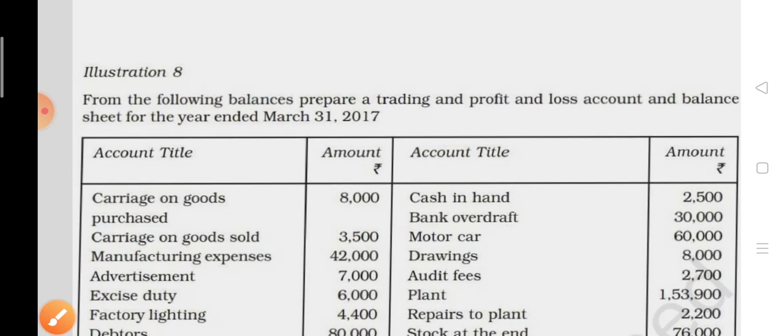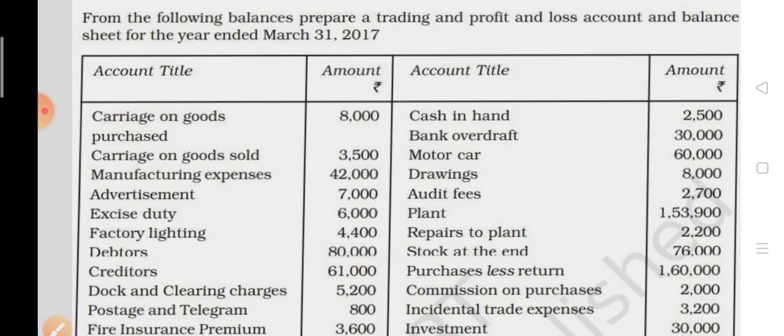So children, this is illustration number 8. This is the trial balance. Here some trial balance items are given. Now what you have to do is prepare the trading account, profit and loss account, and the balance sheet. The complete question is given.